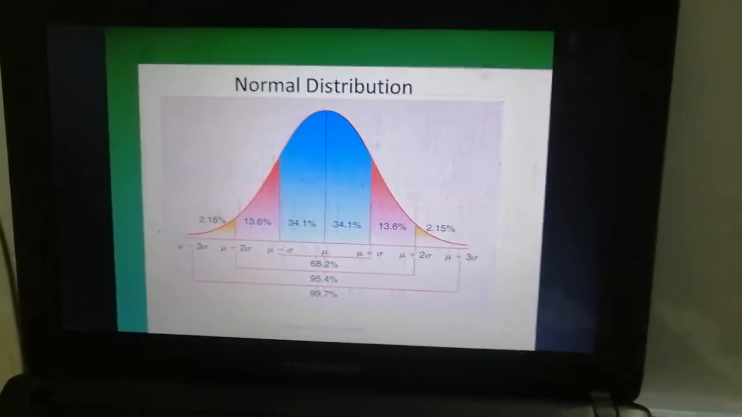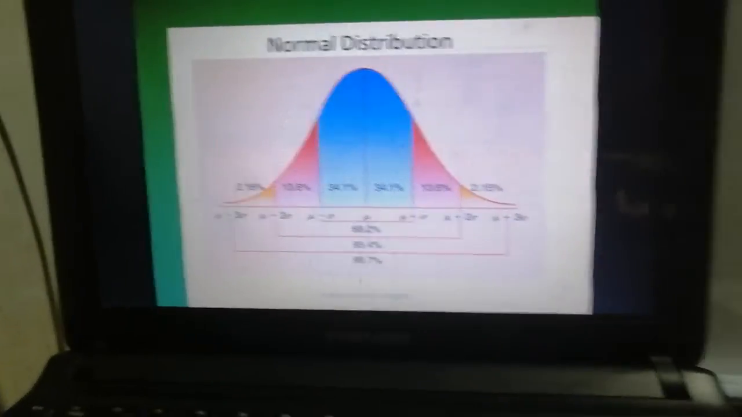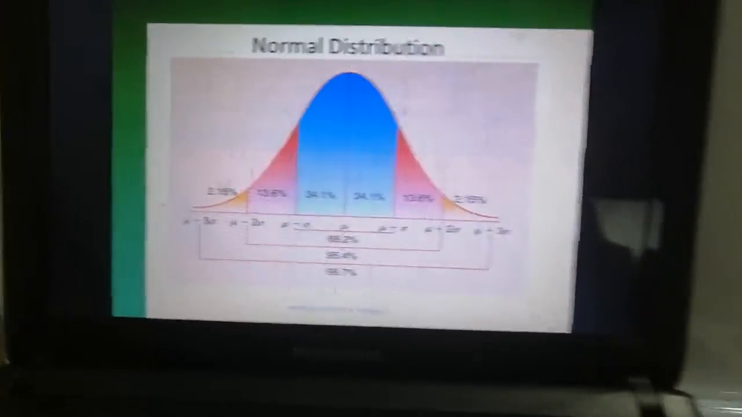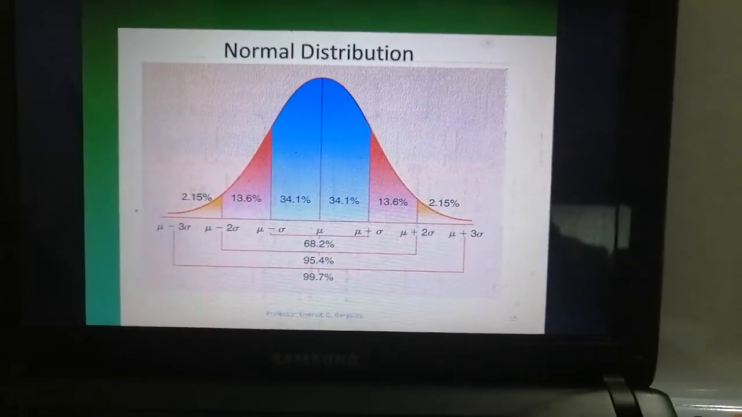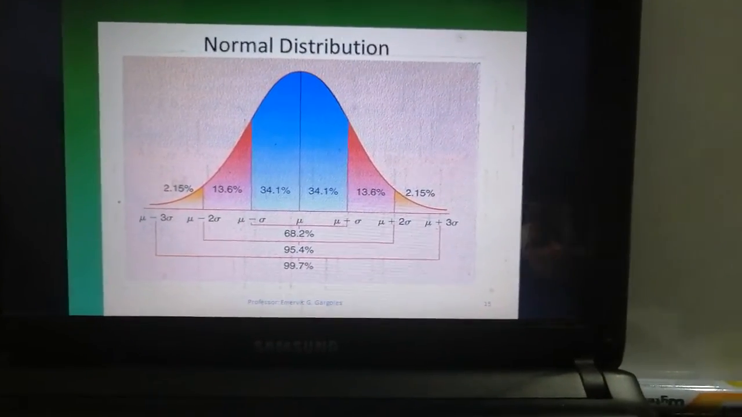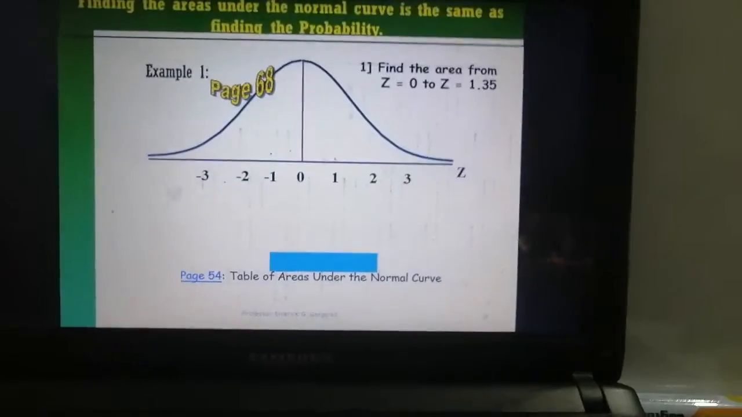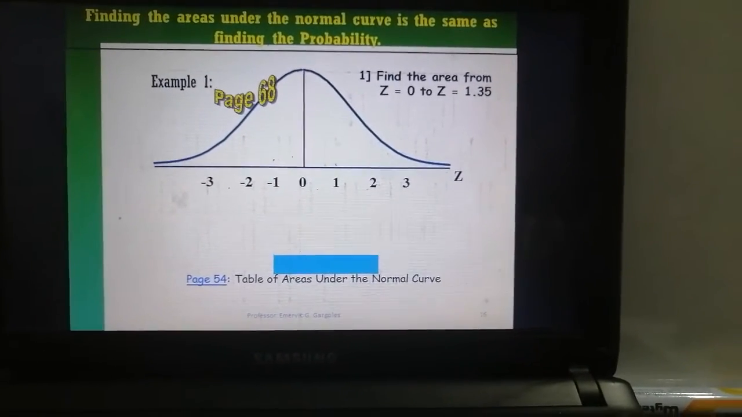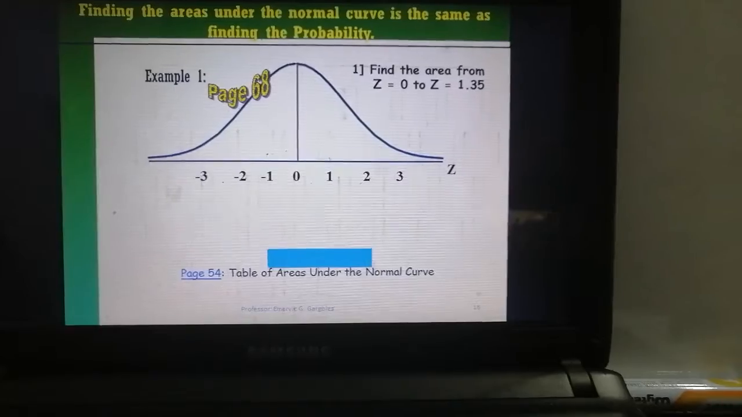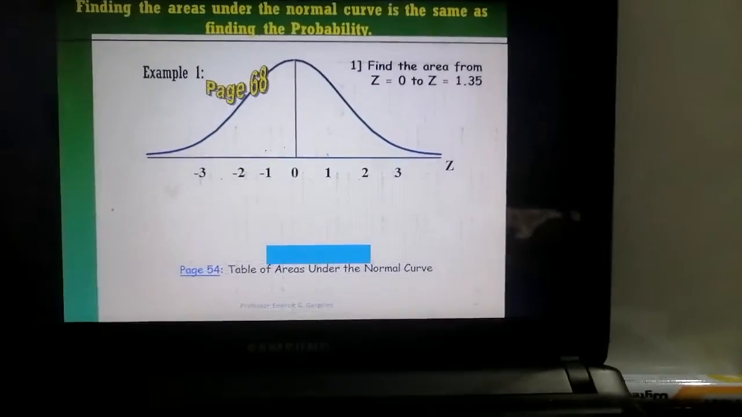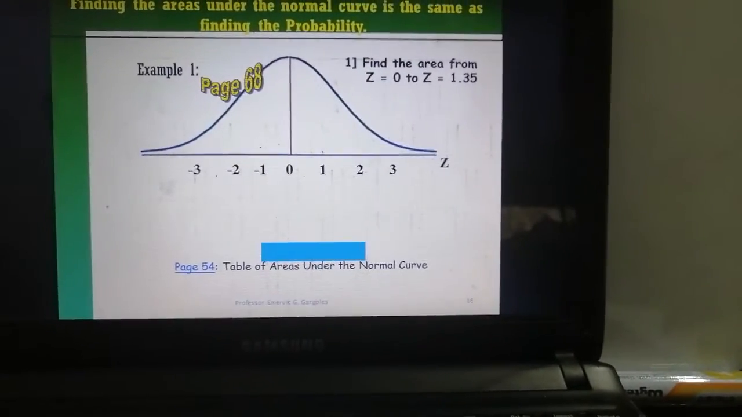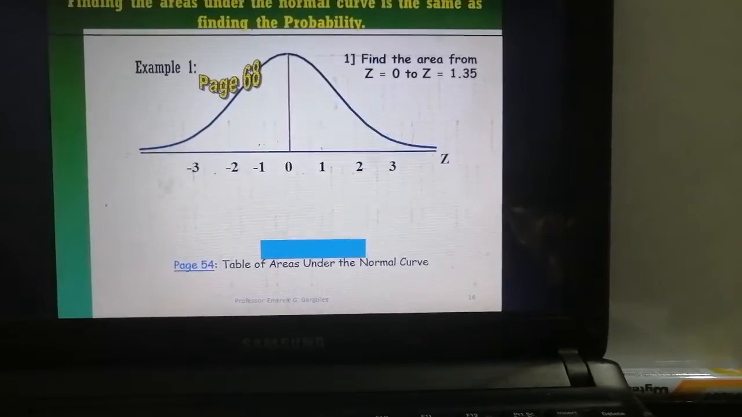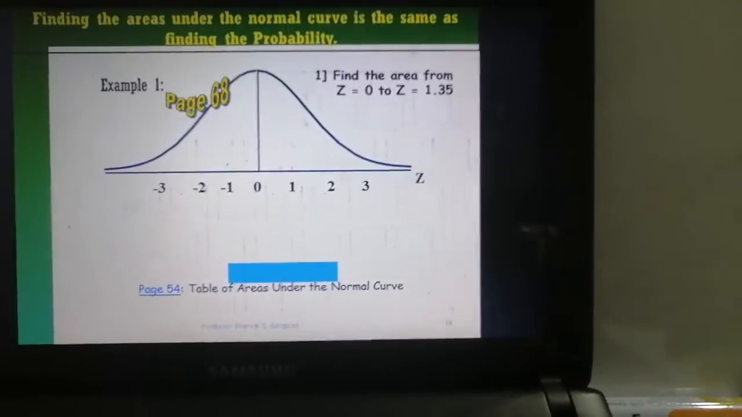distribution. So, part of our lesson is finding areas under the normal curve, which you may also apply in real life problems. So for you to understand finding the areas under the normal curve, let us proceed to discussing examples. So the first one is you have to find the area from z is 0 to z is 1.35.